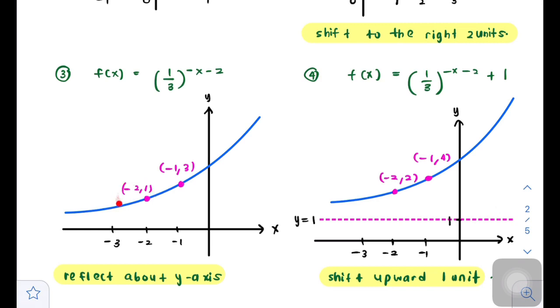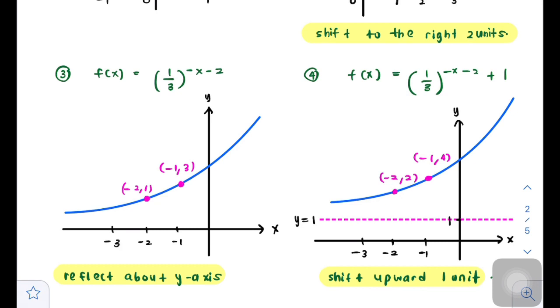So what happened to this point? (-2, 1), shifting upward 1 unit, this is the new point, which is (-2, 2). And then from (-1, 3), moving upward 1 unit, the new point will be at (-1, 4). So just draw one graph crossing these 2 points. So the explanation here will be shifting upward 1 unit.